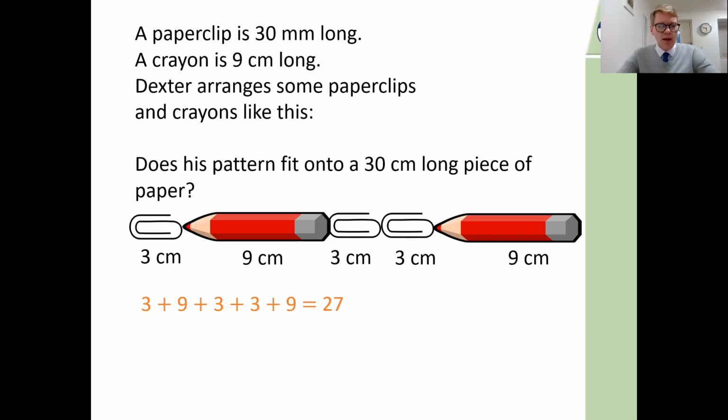We could just add them all up. We could do it that way. That would be okay as well. So we've got 3 plus 9 plus 3 plus 3 plus 9. Or if you'd added up your paper clips separately, we'd have 9 plus 9 plus 9. The answer to that is 27. So 27 centimetres long. Have we got the final answer?